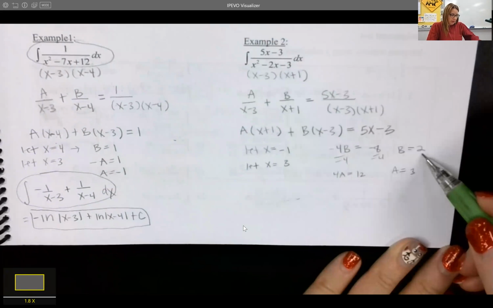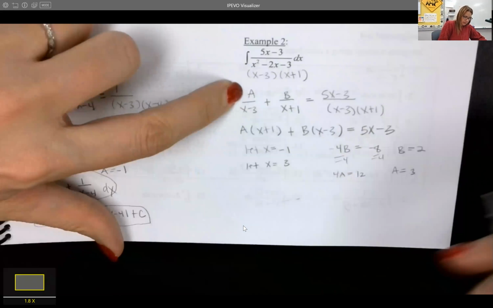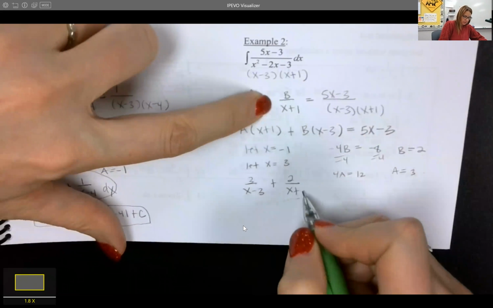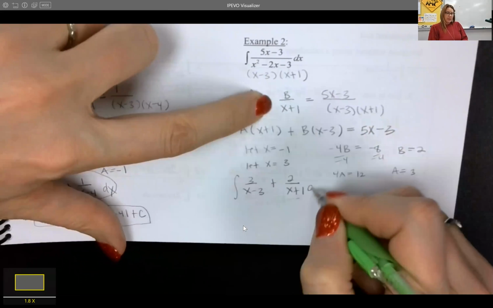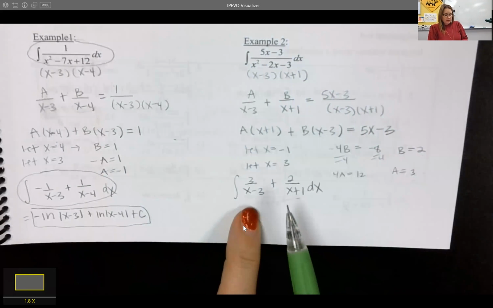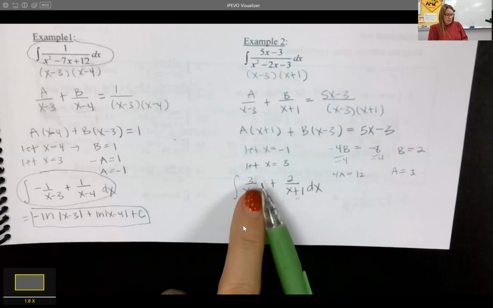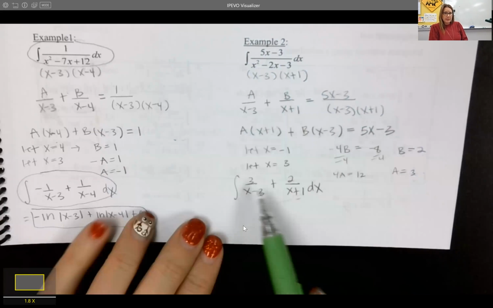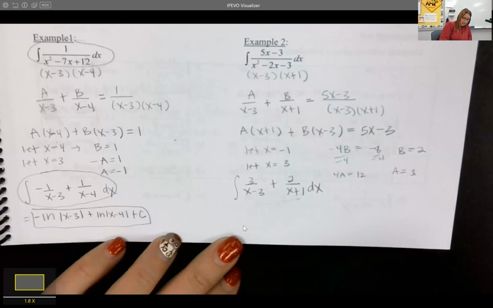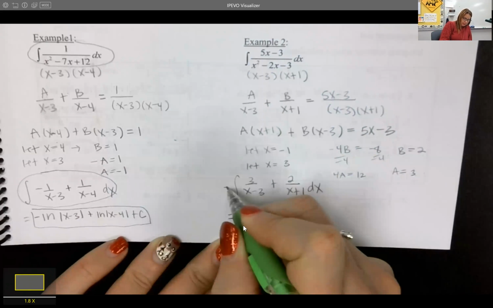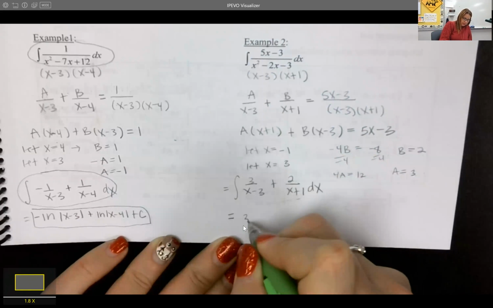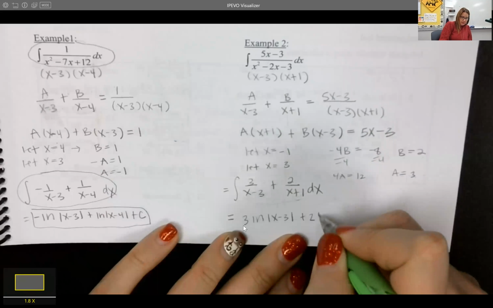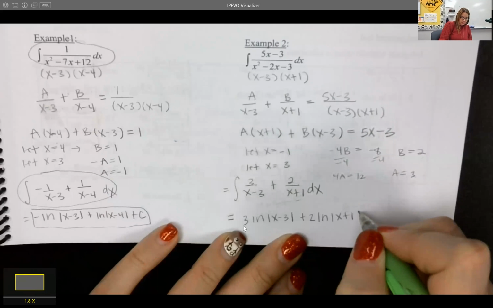So I go back to my problem right here, and I put my 3 in, and I put my 2 in, and I take the integral. So if I did this problem, if I got a common denominator, and I times the x plus 1 up here and the x minus 3 up here, I would end up getting 5x minus 3. Hope you understand how this turns into this. Okay, and then we take that integral, and so we end up getting 3 times the natural log of x minus 3 plus 2 times the natural log of x plus 1 plus c.